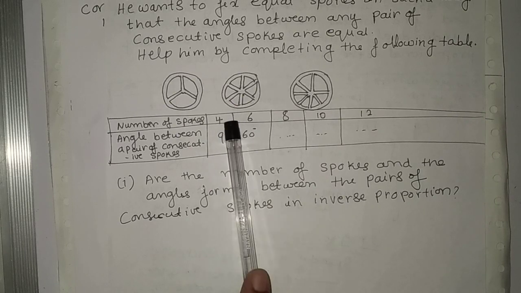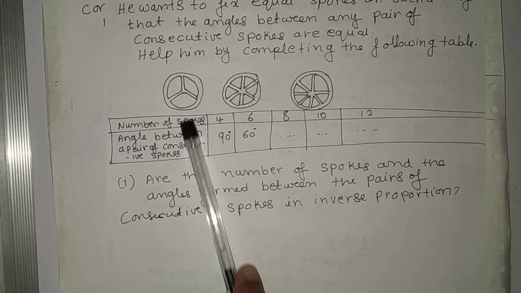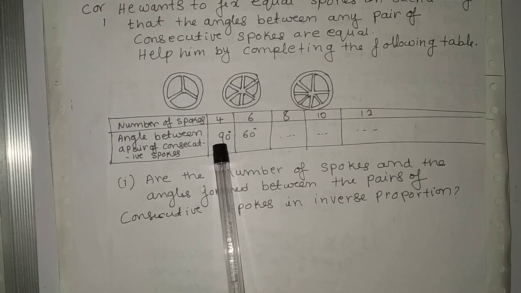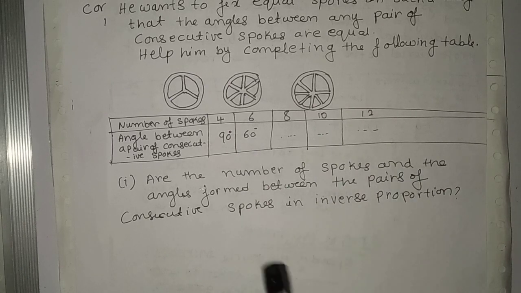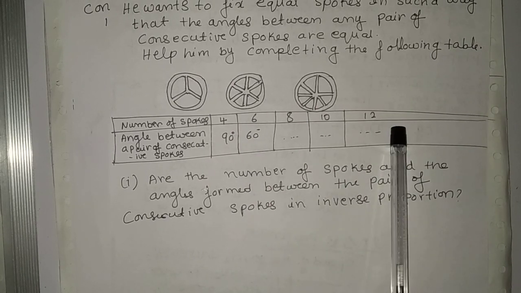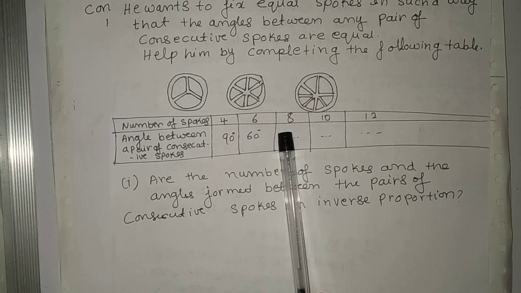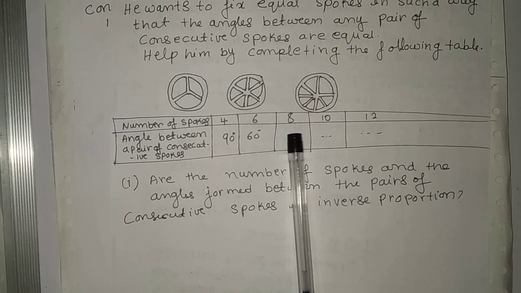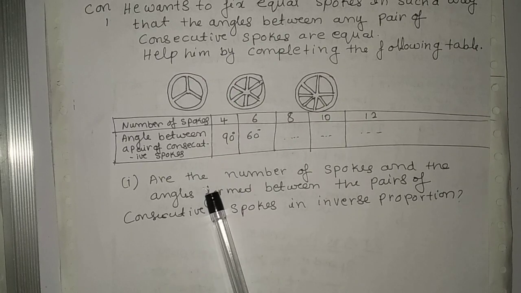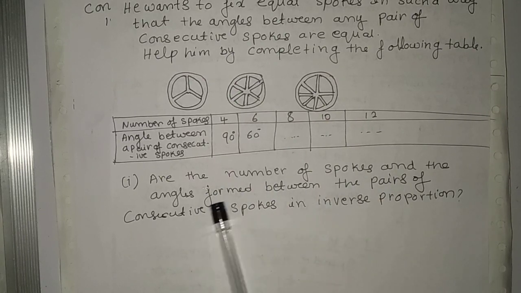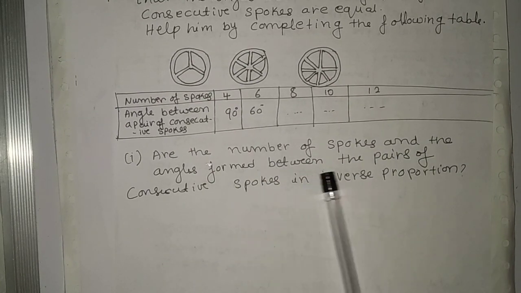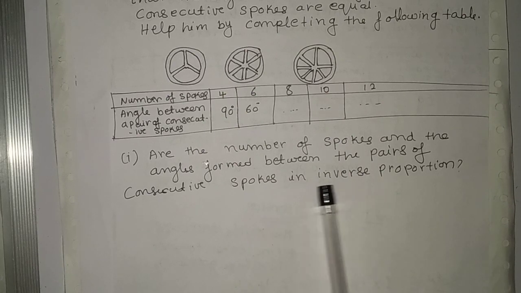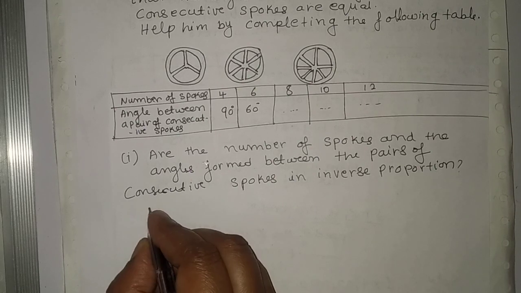Number of spokes 4 means the angle between a pair of consecutive spokes is 90 degrees. If the number of spokes is 6, the angle is 60 degrees. So this is the table given. We have to complete the other two. This is the first sub-question: the number of spokes and the angle formed between the pair of consecutive spokes is inversely proportional. So we have to write the answer as yes.